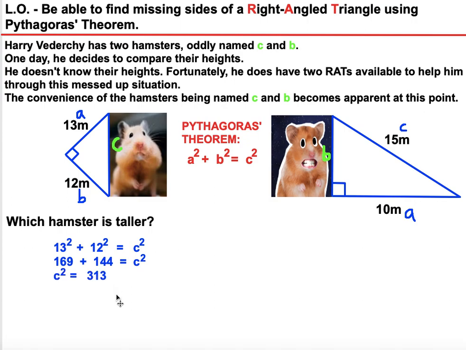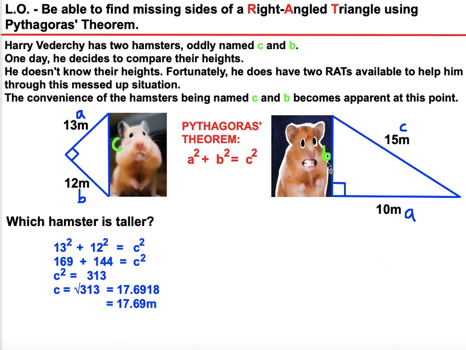Now obviously we're going to need to do this on the calculator. The square root of 313 is 17.6918. Write down your calculator display and then round to two decimal places. So our hamster C is 17.69 meters tall, which is probably one of the tallest hamsters in the world.